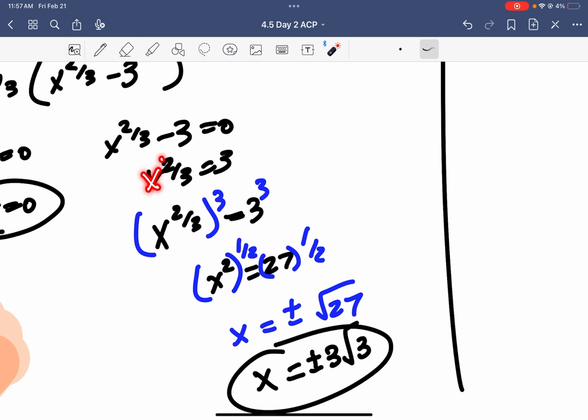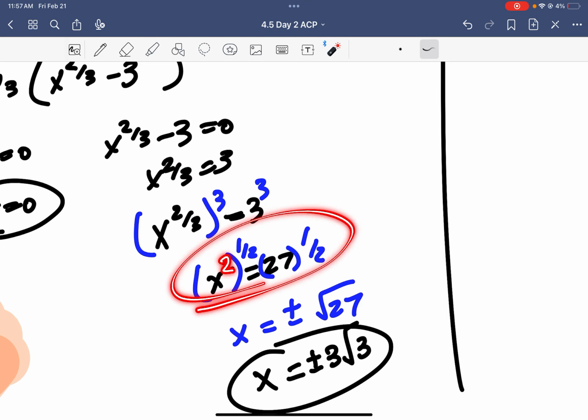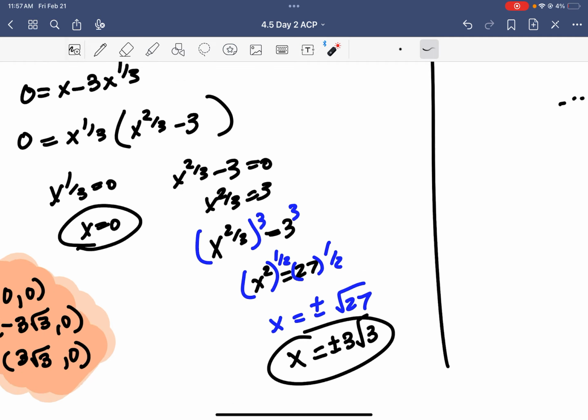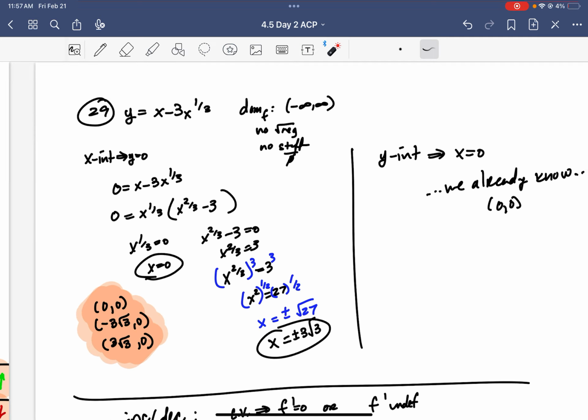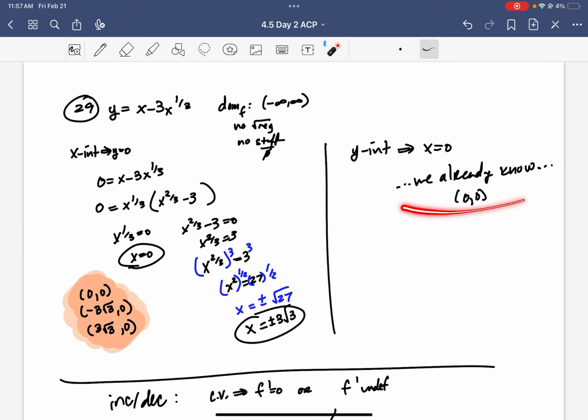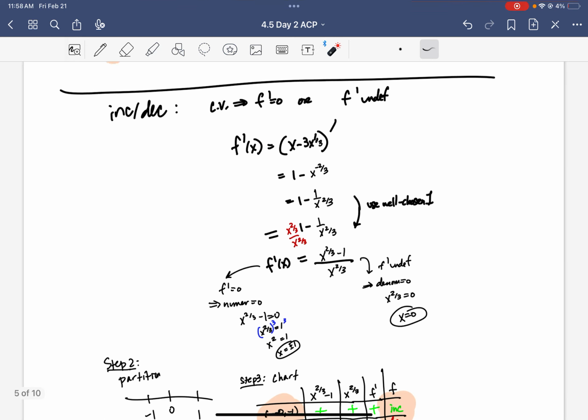Well, that means at some point they want you to take the cube root, and at some point they want you to square it. So to undo a cube root, we cube both sides to get this. And then to undo the squared, we take the square root of both sides to get this. That's where that came from. So make sure that you see that. Again, we already know 0, 0 is a point, so that's why we don't have to do it here.